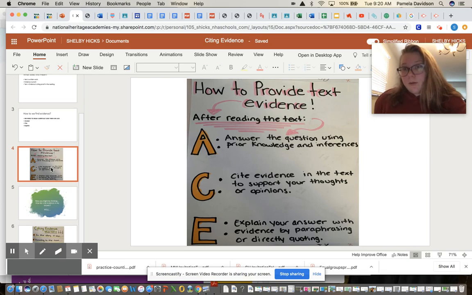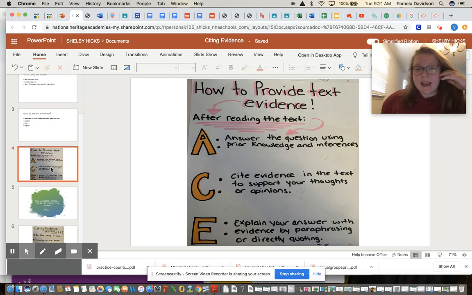I don't know if you know the word inferences yet, but an inference is a conclusion that you come to after reading the text. So when you're reading a page, sometimes I'll say, okay, what do you think is going to happen on the next page? And you're going to conclude what's going to happen on the next page by the reading that you've already read. You're making a guess on what's going to happen next. So that is A.